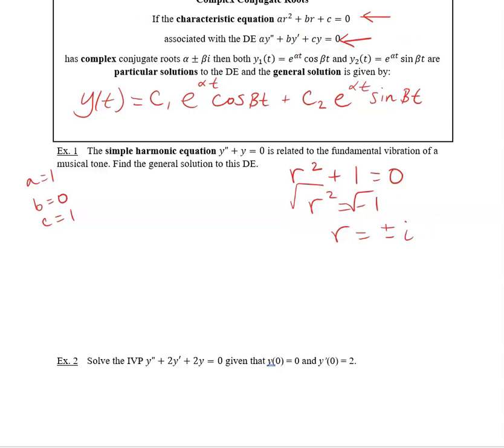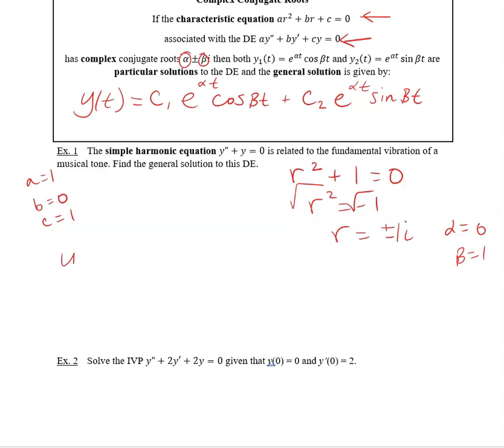So my solutions are complex numbers. Notice that alpha in this case, alpha is the real part of the complex number, so alpha would be 0. Beta is the imaginary part, so in this case beta would just be 1. That's the coefficient on the i term.